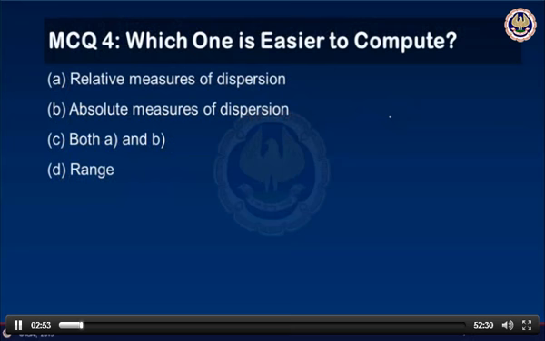Next, MCQ number 4. Which one is easier to compute? A. Relative measures of dispersion, B. Absolute measures of dispersion, C. Both A and B, D. Range. Among the measures of dispersion, range is the easiest to compute. So, answer D is the correct answer.